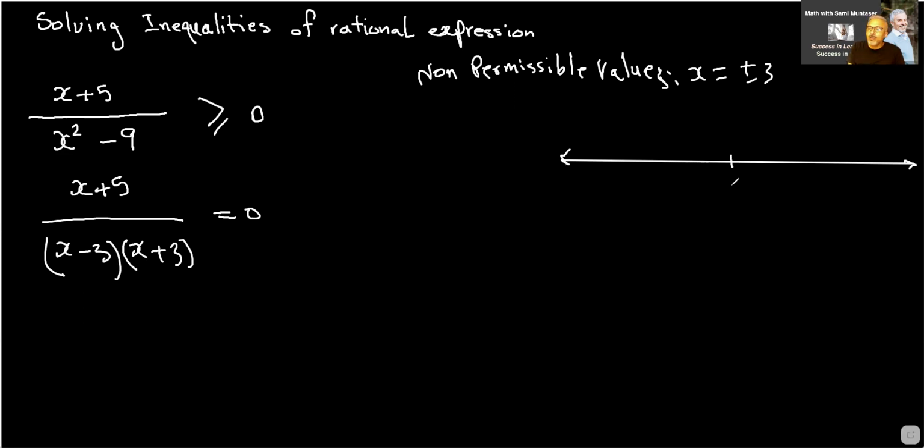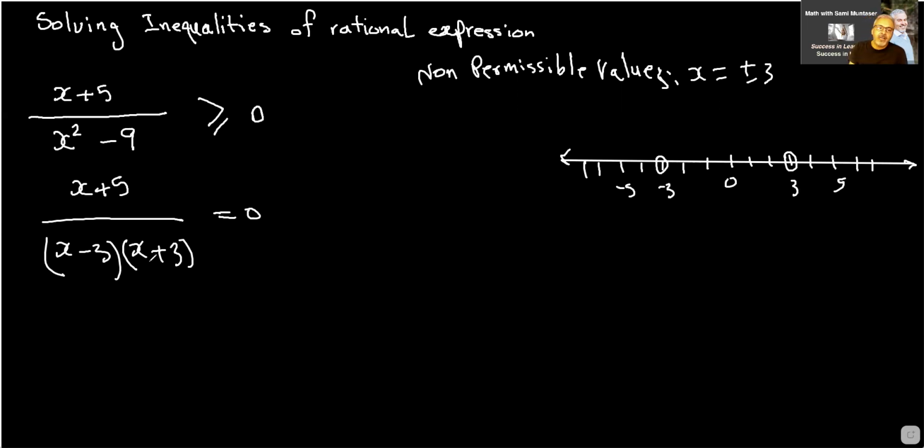So what you do, you go to that number line. There's 0 there. 1, 2, 3, 4, 5. Now you go and label your non-permissible values. 1, 2, 3. So that is one of the non-permissible values, and then negative 1, negative 2, and negative 3. So that's where negative 3 is.